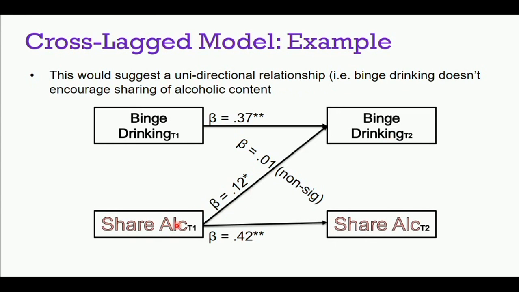Sharing alcohol content predicts your later binge drinking, but binge drinking doesn't predict your likelihood of sharing alcoholic content. So our beta weight here is non-significant. It's really tiny. So that tells me that we've got a unidirectional relationship. And if you get a diagram like that, even if the author doesn't state it, you should be able to identify, well, hold on, this might be unidirectional or might be bidirectional. Maybe their conclusions I need to interpret with a little bit of caution.